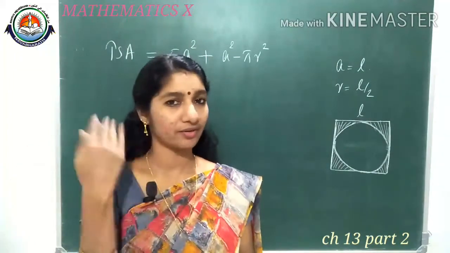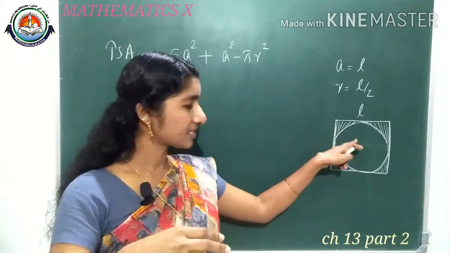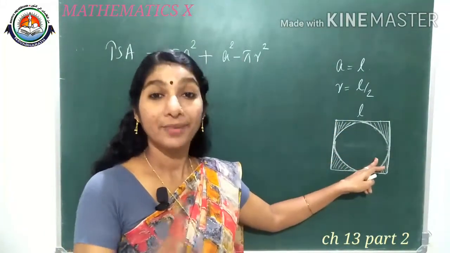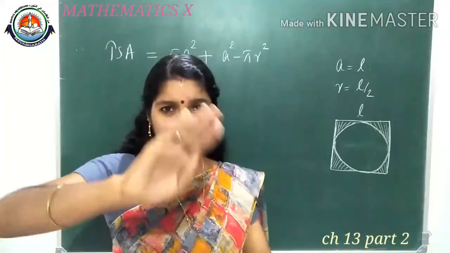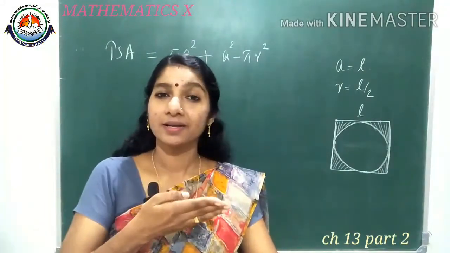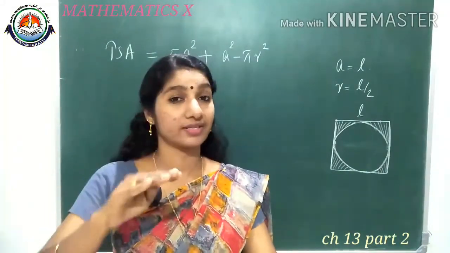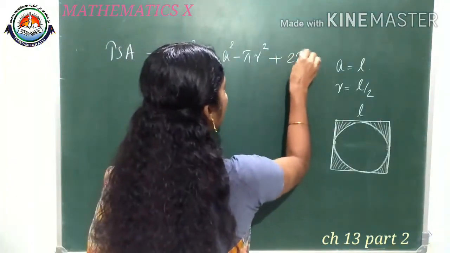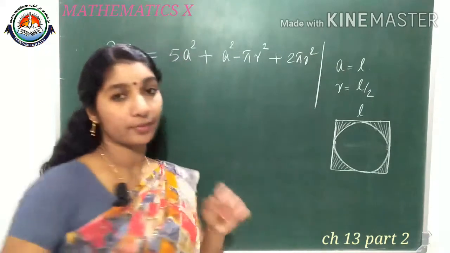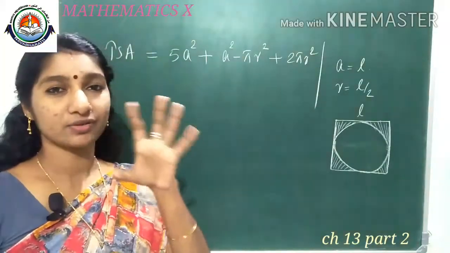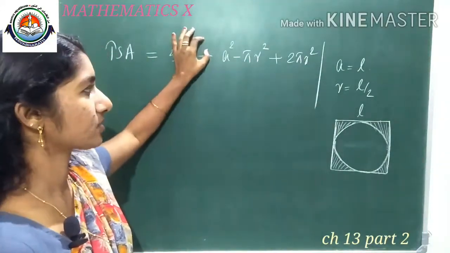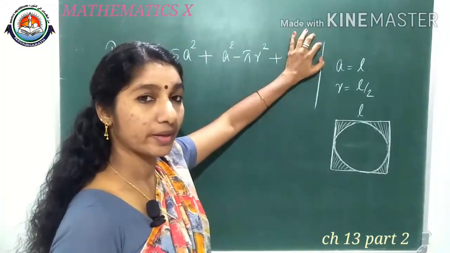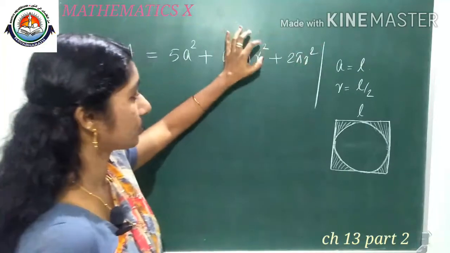One is a square 5 times, plus on this face a square minus pi r square, plus this depth one, that is the hemisphere's curved surface area, that is 2 pi r square. So plus 2 pi r square. So we need to think about three types of surfaces. One is 5a square, the other one is a square minus pi r square, and the other one is 2 pi r square. I hope you understood what is a square minus pi r square.